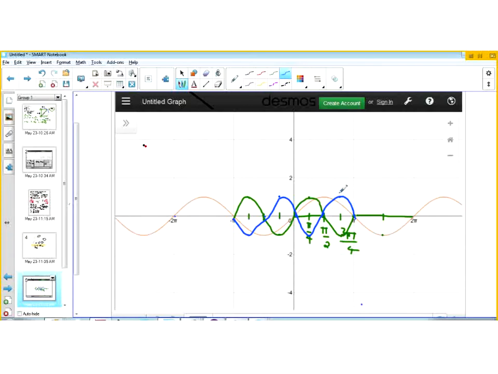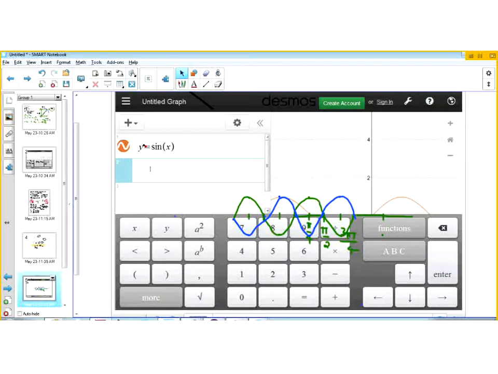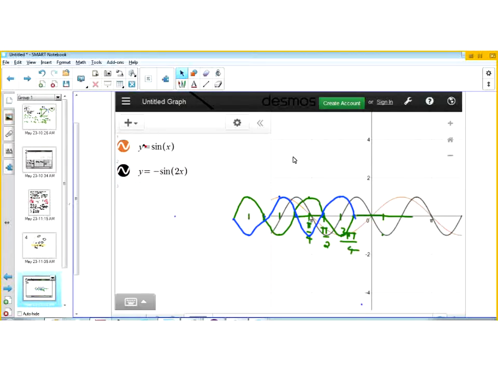Okay, and so there's your curve. And we can validate that by actually plugging it in and checking with the computer. So we would have y is equal to negative sine of 2x. And we'll check. Okay, and that's shown in black, right? So let's see.